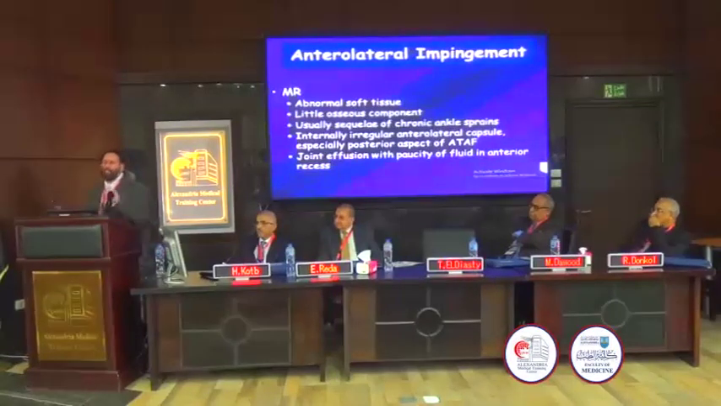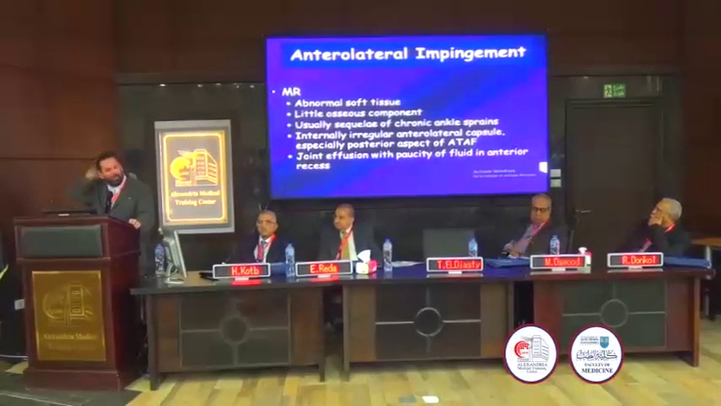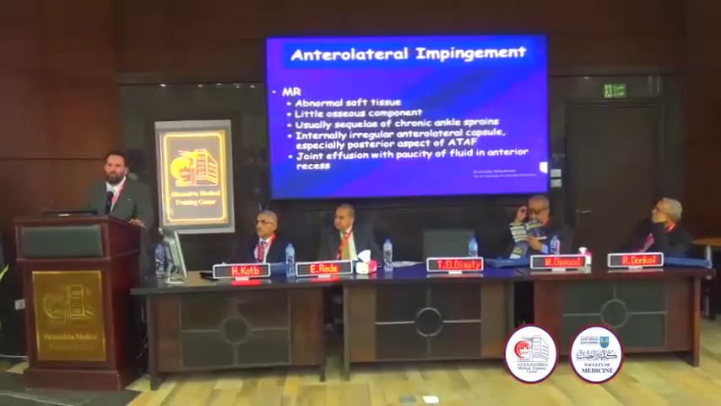Okay, now the next type of impingement we're going to talk about is anterior lateral impingement. Anterior lateral impingement is usually soft tissue. In fact, it's almost always soft. So posterior impingement is almost always osseous. Anterior lateral impingement is almost always soft tissue.